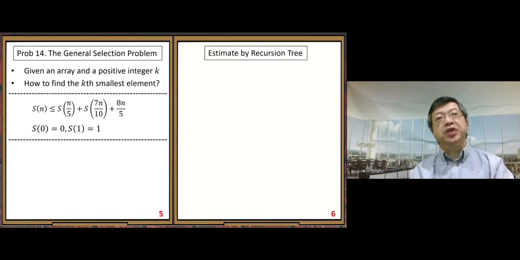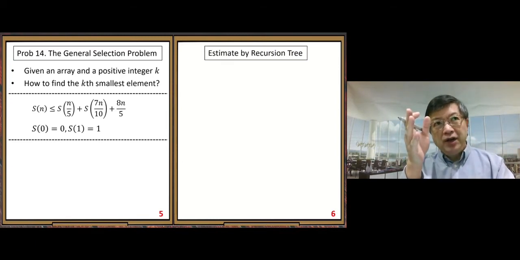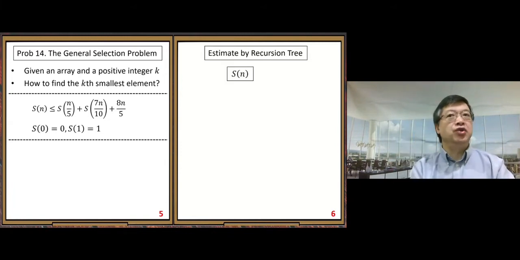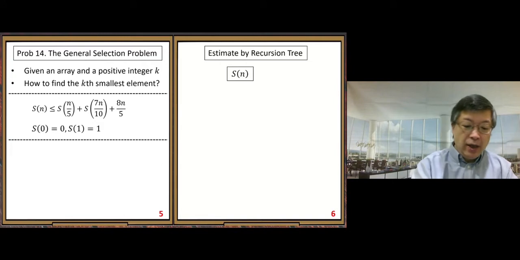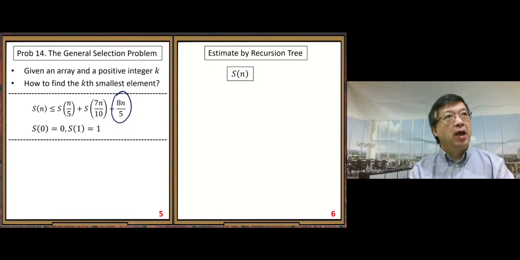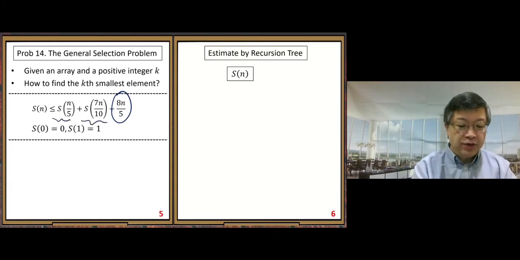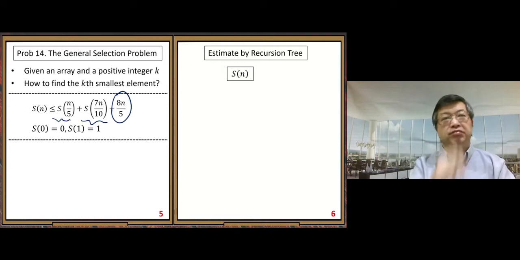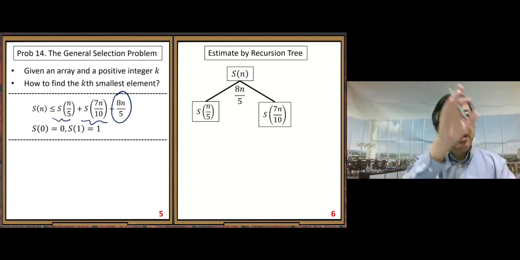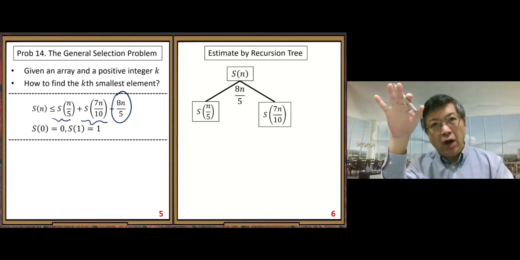Estimate by recursion tree. When we start, we put S of n at the root of the recursion tree. Then look at the inequality, the right-hand side. Non-recursion term, 8n over 5, and the two recursion terms, 2 branches. So we draw 2 branches, and collect non-recursion terms, 3n over 5 for the top level.